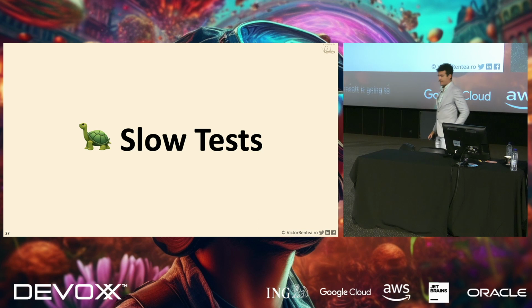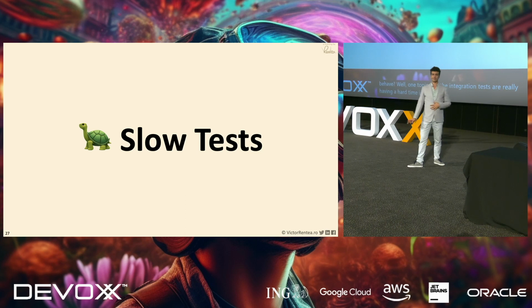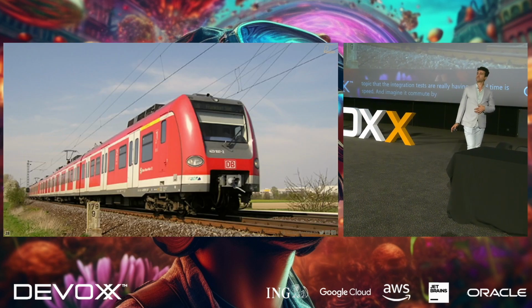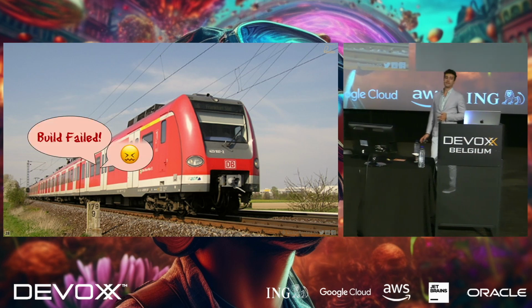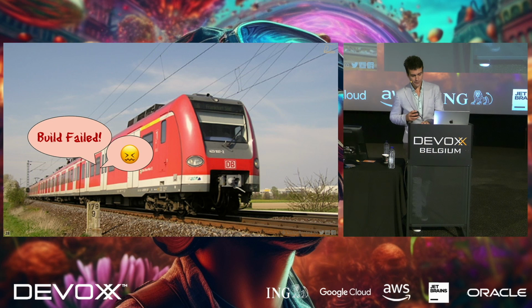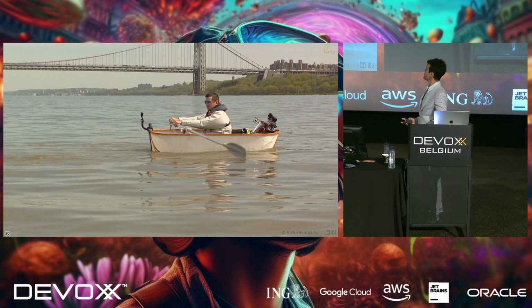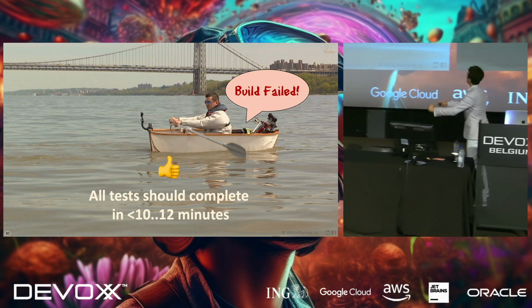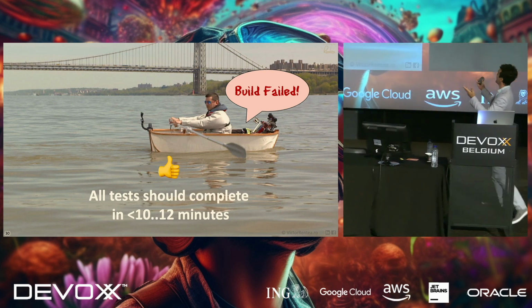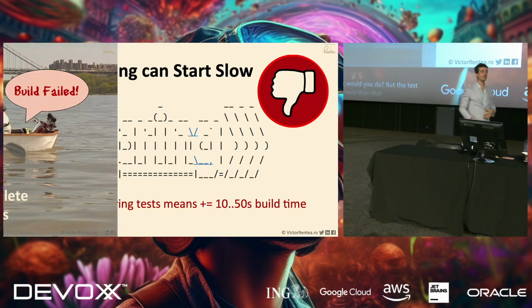Now, one topic that integration tests really have a hard time with is speed. Imagine you commute back home, having a great time in the train, sleeping, build failed. Or maybe you took the bike. Build failed. Or maybe you just went back home. Build failed. How does that feel? I really love this picture. I'm going back home, build failed. Amazing. What would you do? So the test should finish in 10, 12 minutes, not more than that. So what do we do to improve the performance?